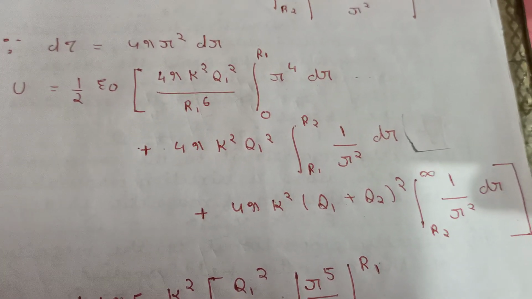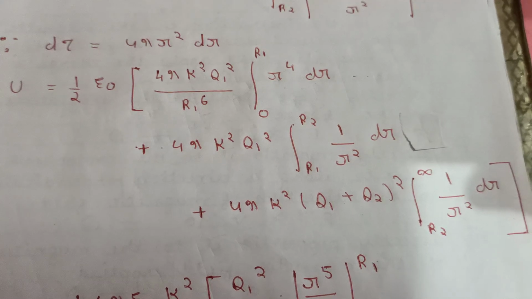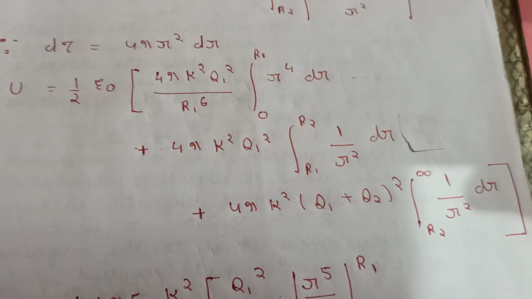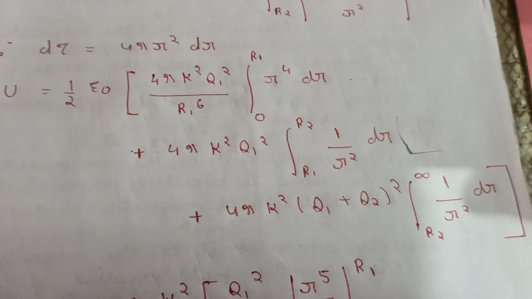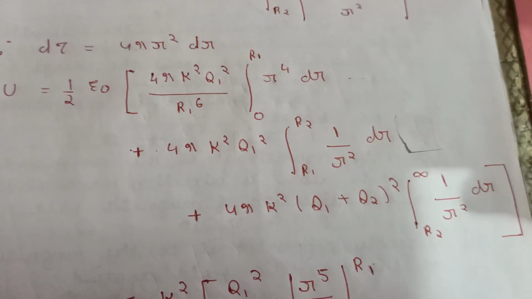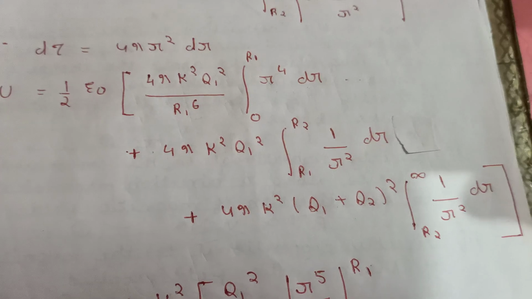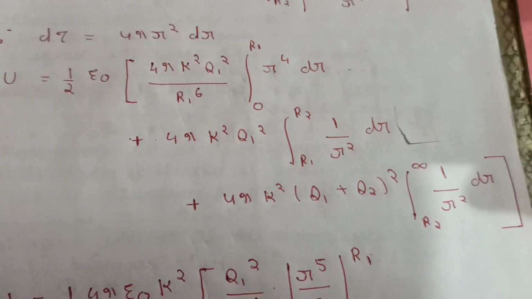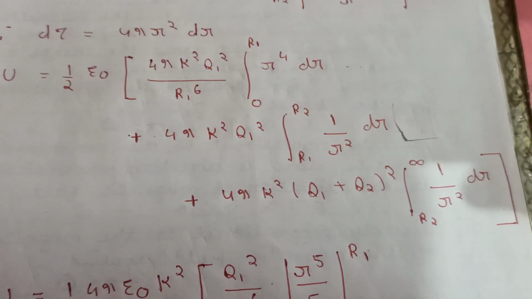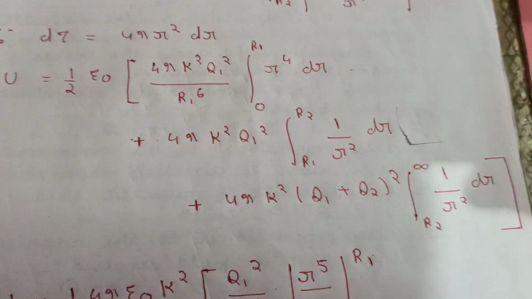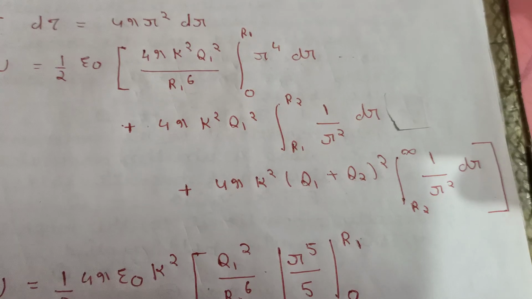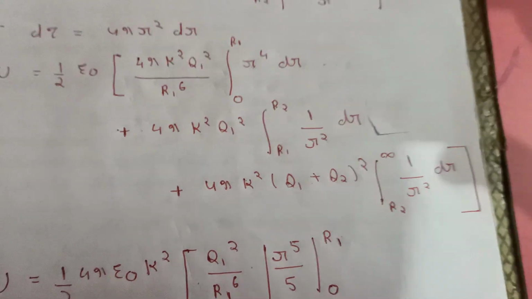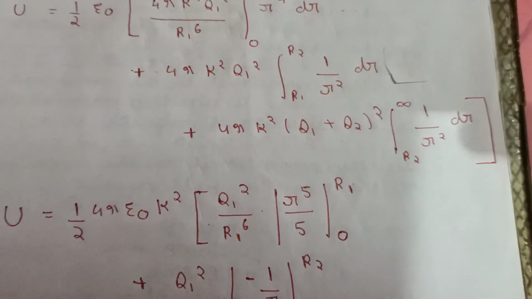Capital U equal to 1 upon 2 epsilon naught bracket 4 pi k square q1 square upon r1 to the power 6 integration 0 to r1 r to the power 4 dr plus 4 pi k square q1 square integration r1 to r2 1 upon r square dr plus 4 pi k square bracket q1 plus q2 whole square integration r2 to infinity 1 upon r square dr.